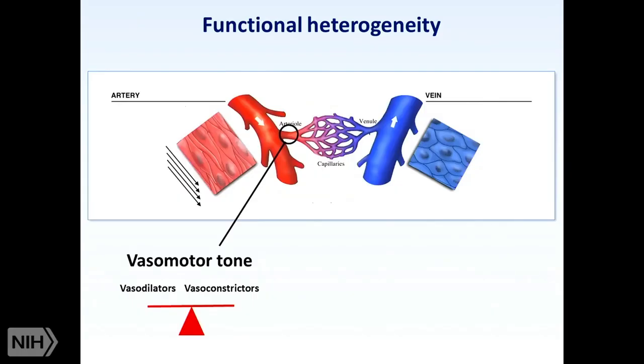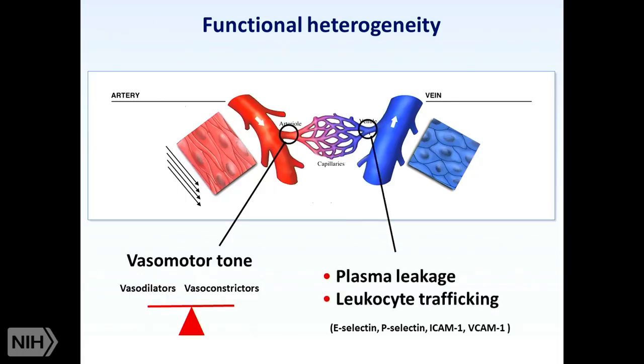From a functional standpoint, endothelial cells display a remarkable division of labor. For example, endothelial cells that line arterioles are primarily responsible for mediating vasomotor tone, and they do so through the regulated release of a number of vasodilators and vasoconstrictors whose balance mediates the diameter of the blood vessel lumen and hence peripheral resistance. On the other side of the capillary bed, endothelial cells that line venules participate in the host innate immune response, promoting plasma leakage as well as leukocyte trafficking.